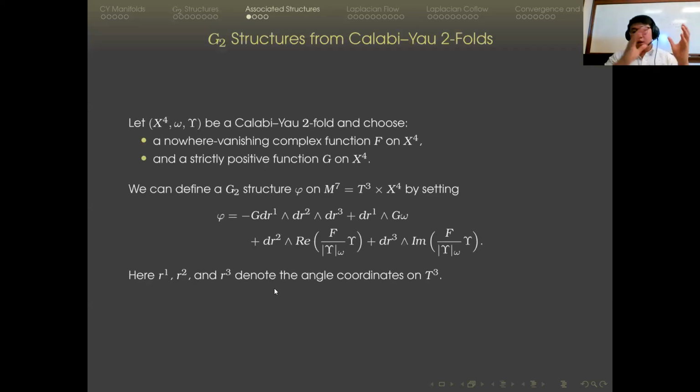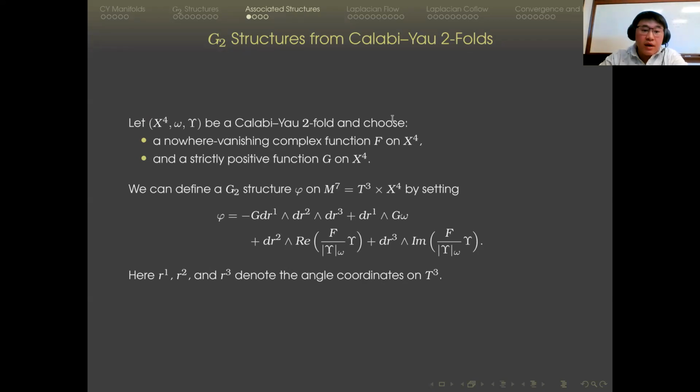Now that we've talked about Calabi-Yau manifolds and G2 manifolds, and we talked about their flows, we'll look at how to go from one to the other. So given a Calabi-Yau twofold, that's real dimension 4. If we want to get a G2 structure, we have to add 3 dimensions somewhere. To do that, we'll cross in a 3 torus. We're crossing in a torus to keep compactness instead of crossing in R3, for example.